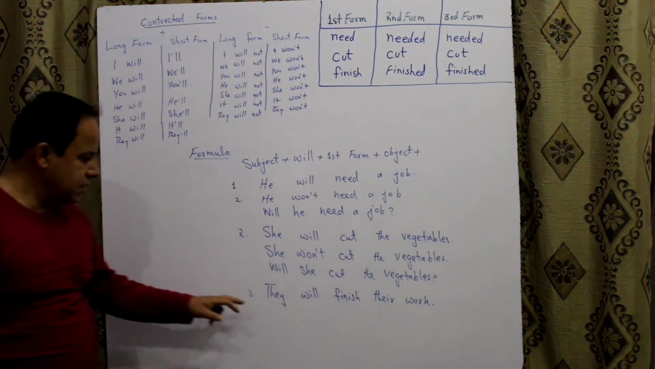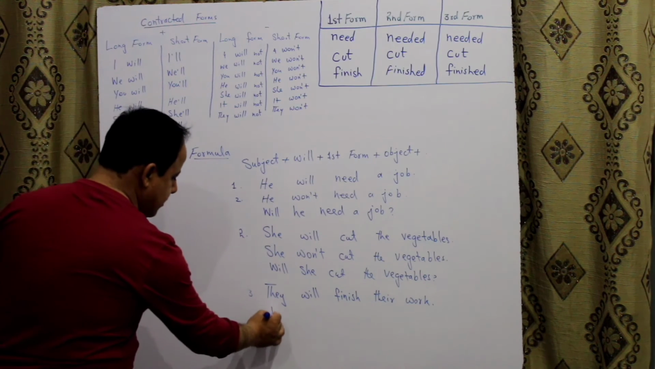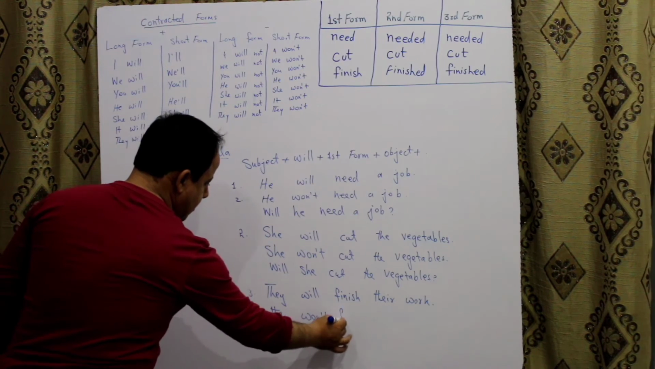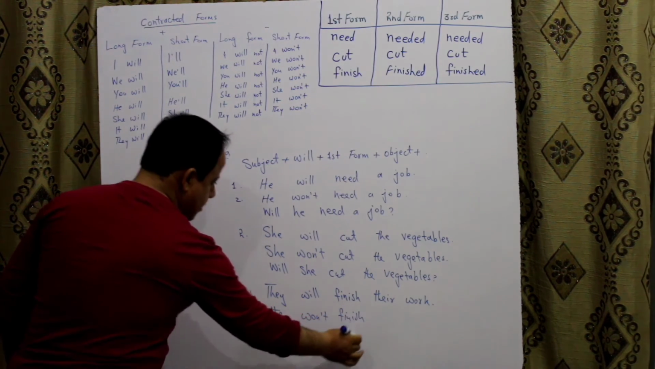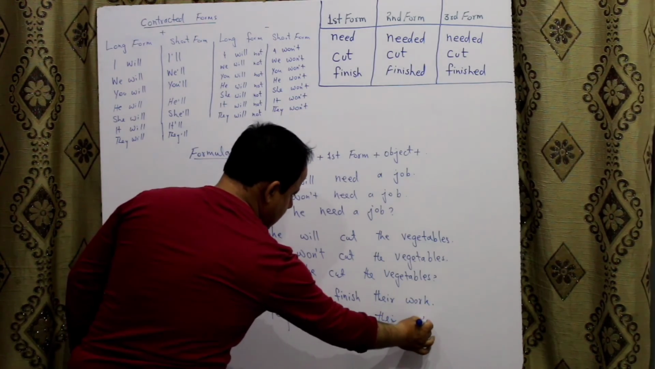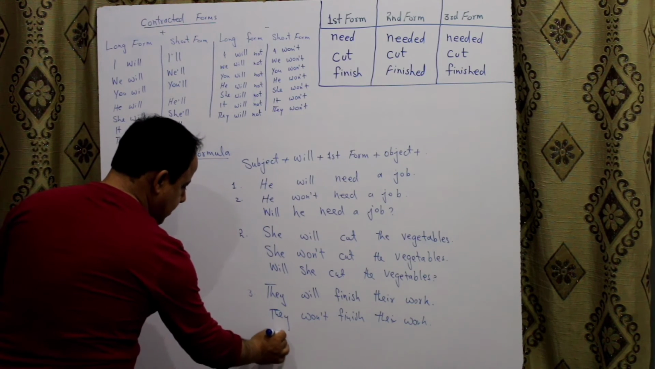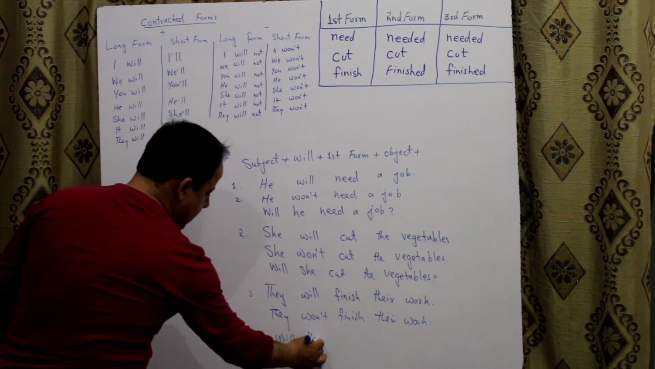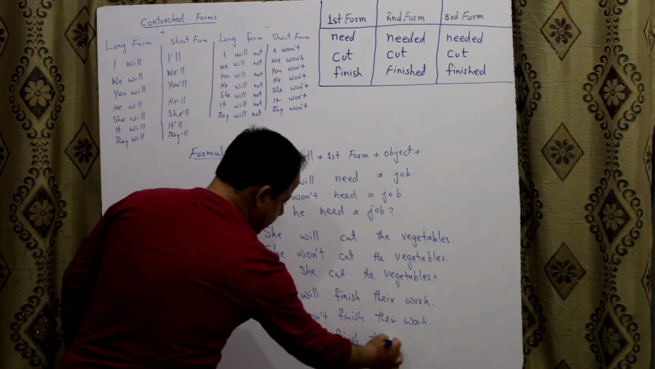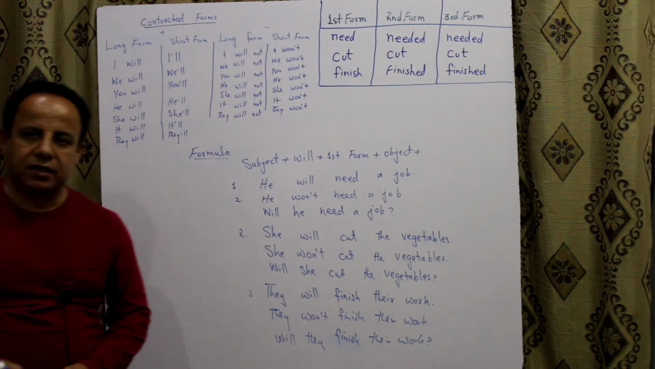The last sentence there, they will finish their work. Now how to make a negative? It's quite easy. We use they won't finish their work. Now how to make it an interrogative sentence? We bring will at the beginning, like will they finish their work? Now at the end we use the question mark, so our sentence becomes an interrogative sentence.